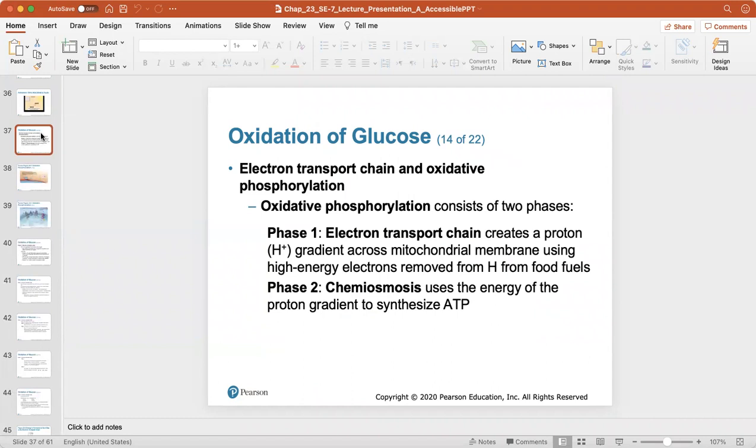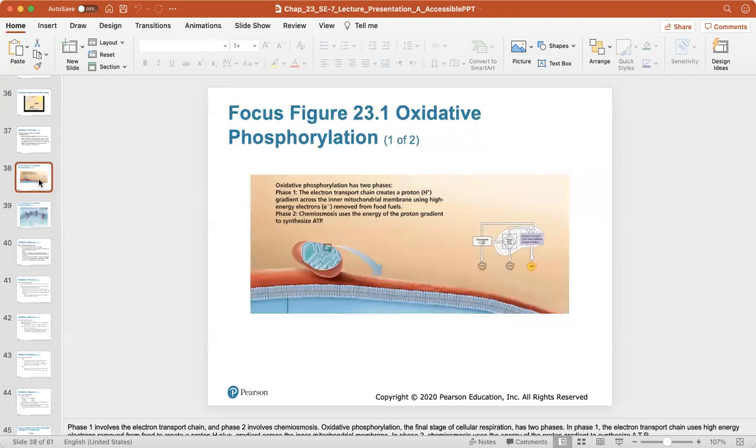Oxidative phosphorylation consists of 2 phases. Phase 1 is the electron transport chain, which creates a proton gradient across the mitochondrial membrane using the high energy electrons removed from H from the food fuels, and chemiosmosis, which uses the energy of the proton gradient to synthesize ATP. So here's a look at oxidative phosphorylation. Again, it has 2 phases. Phase 1 is the electron transport chain, which creates the proton gradient, and the chemiosmosis, which uses the energy from that proton gradient to synthesize ATP.